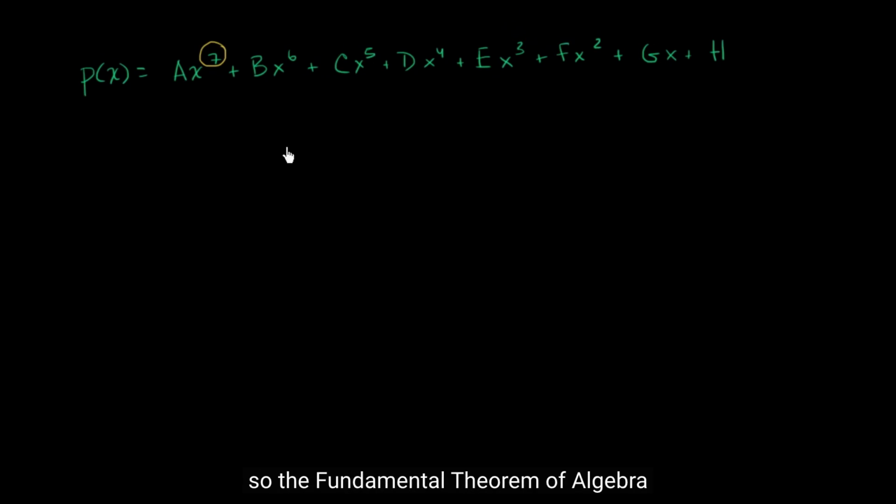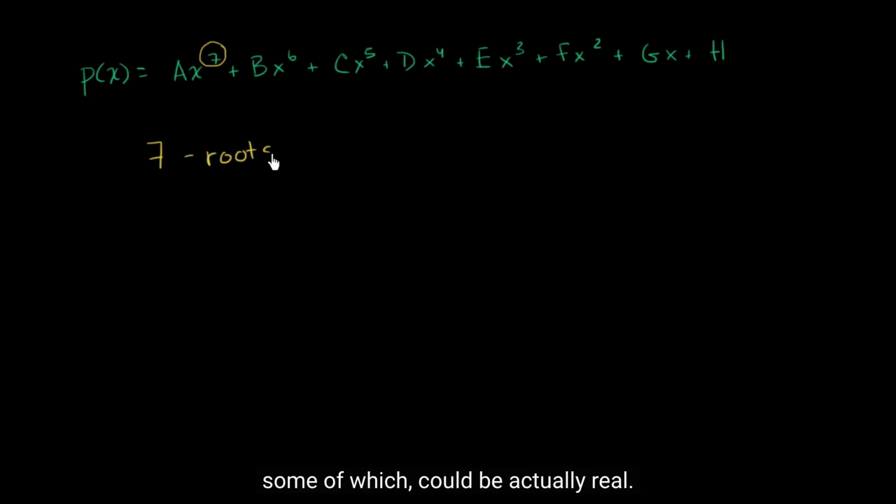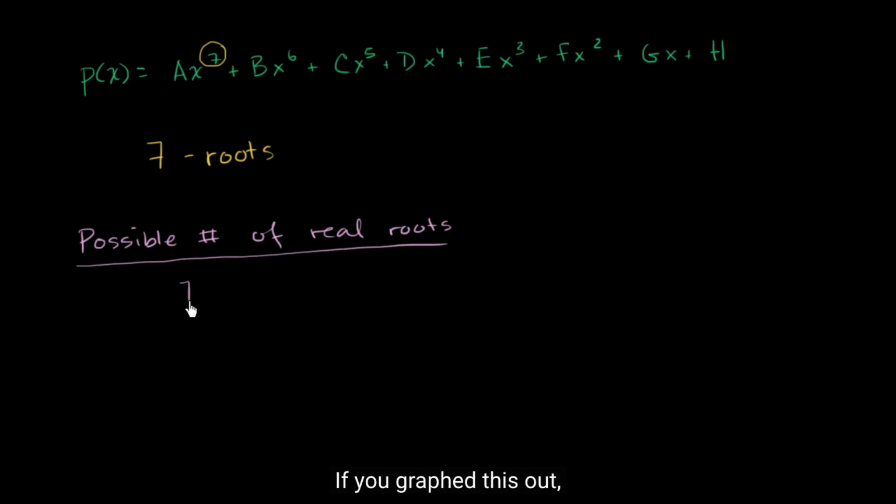So I'm assuming you've given a go at it. The fundamental theorem of algebra tells us that we are definitely going to have 7 roots, some of which could be real. So we're definitely not going to have 8 or 9 or 10 real roots. At most, we're going to have 7 real roots. Well, 7 is a possibility. If you graph this out, it could potentially intersect the x-axis 7 times.